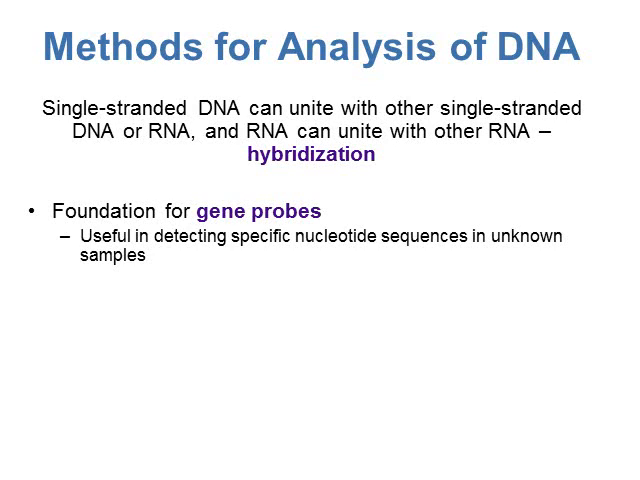Alright, another method of analysis of DNA. Single-stranded DNA can unite with other single-stranded DNA or RNA, and RNA can unite with other RNA. This is called hybridization, and this is the foundation for something called gene probes. Gene probes are used for detecting specific nucleotide sequences in an unknown sample.